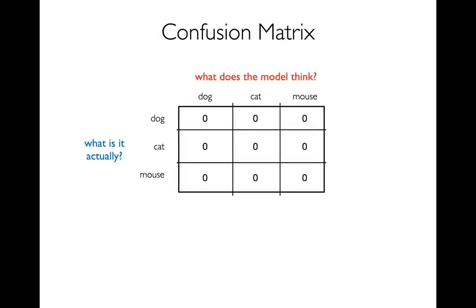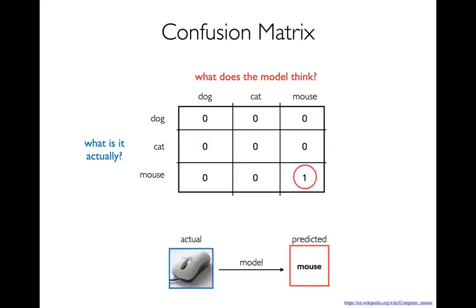Okay, so to review, here's a confusion matrix. Along the rows, I have what the data actually is. And along the columns, I have what the model thinks it is. Right now, I have zeros in all these places. But if I were to see an actual mouse, and the model predicted that it's a mouse, then I would go to the mouse row and the mouse column and increment that number by 1. That's good. Anytime we're incrementing numbers on the diagonal of a confusion matrix, that means we made the right decision.